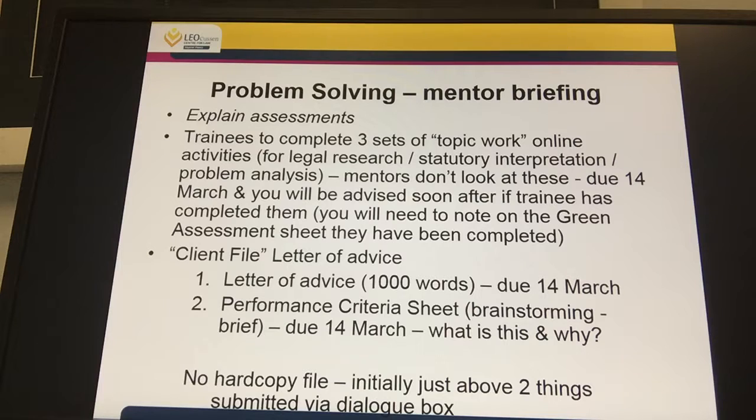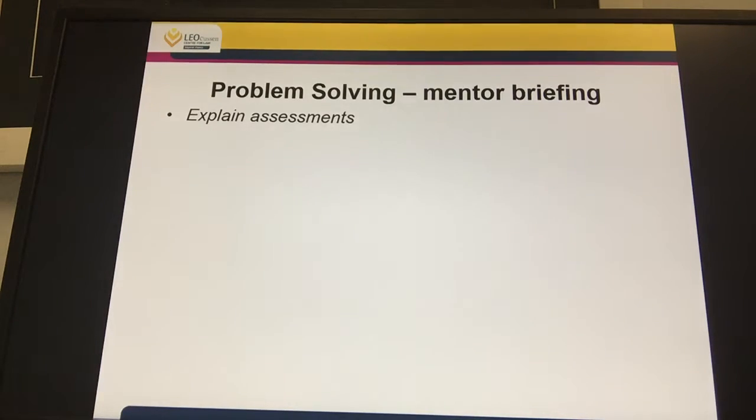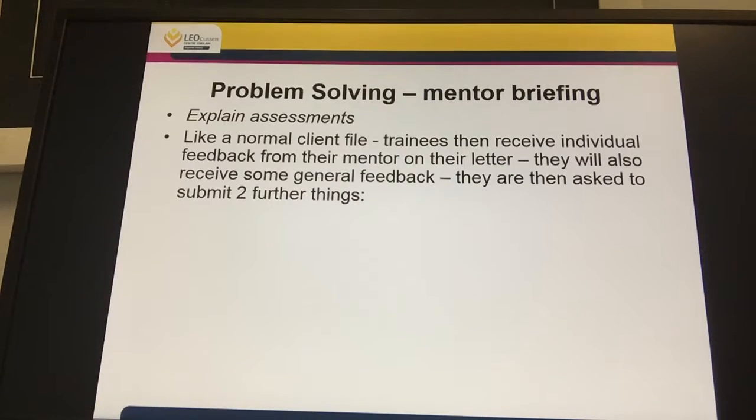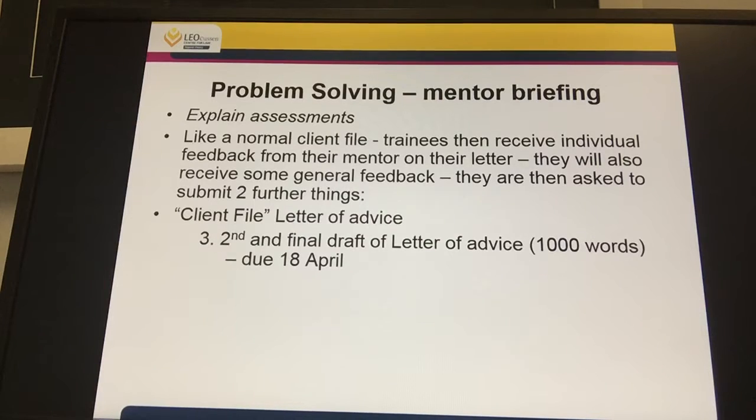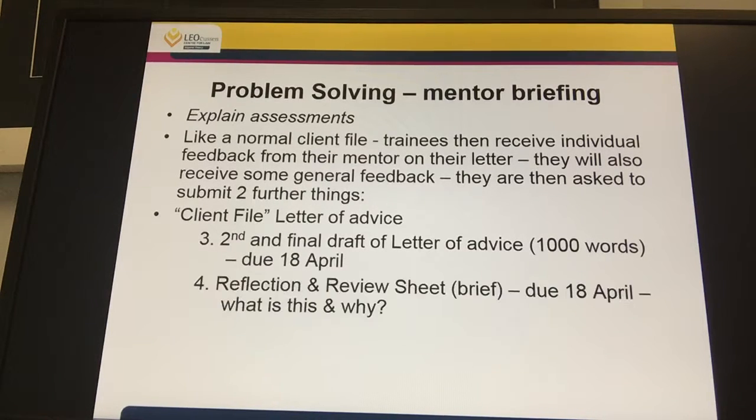Now, there is no hard copy file. Initially, just the above two things are submitted via the dialog box, or however you like them to do it. So it's like a normal file. So we want you to give individual feedback to trainees on their letter, and then they'll also be given some general feedback, which I'll explain later, and then they're asked to do two further things. So firstly they do their first draft of the letter, then they do a performance criteria sheet. The third thing they need to do is the final draft, a second letter of advice. That's the 18th of April.